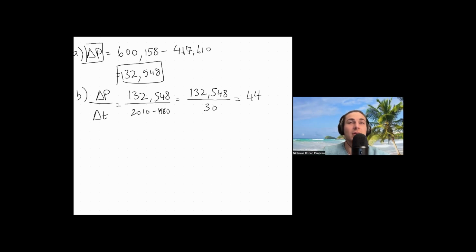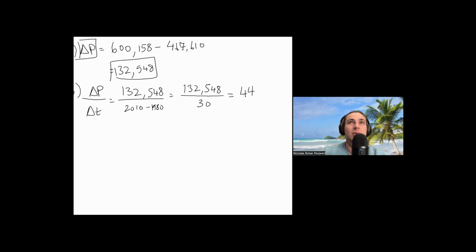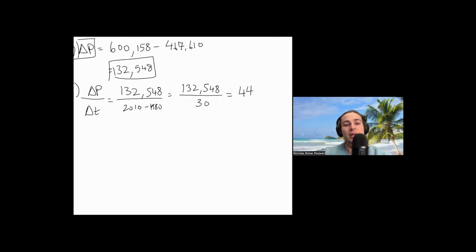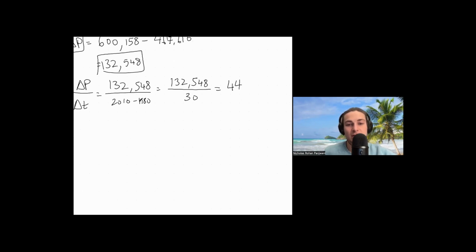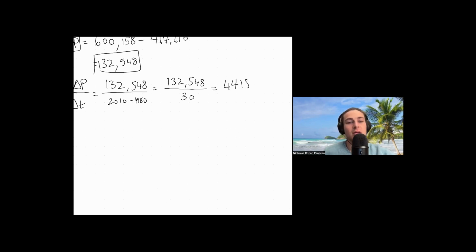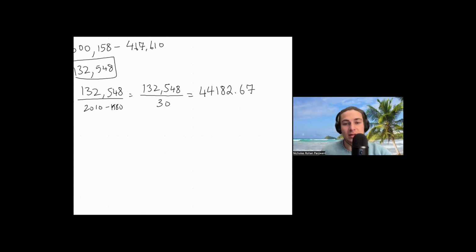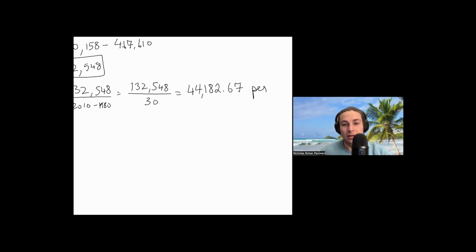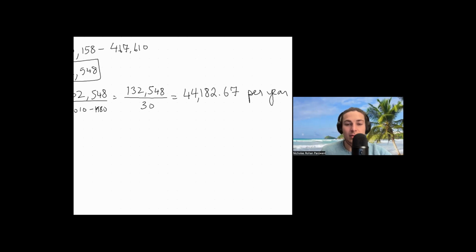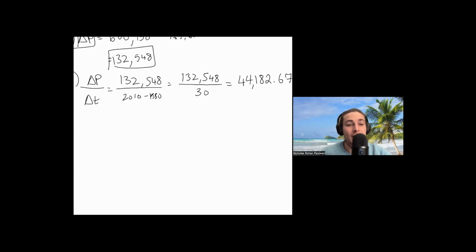167. 54 is divisible by 3, 18. So one eighth right there. And then 2.67. 44,182.67 per year. Let's call it people. People per year.